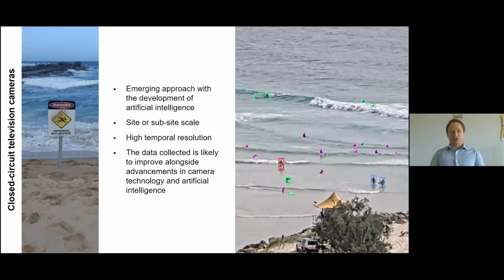One of the next approaches, which is really the emerging approach, which Jason and Chris will each be talking about, is the use of closed circuit television cameras, particularly with the advancement of artificial intelligence, which has really revolutionized this approach. These approaches can be used at a site or a sub-site scale, depending on the area of coverage of the camera and the size of the particular site.